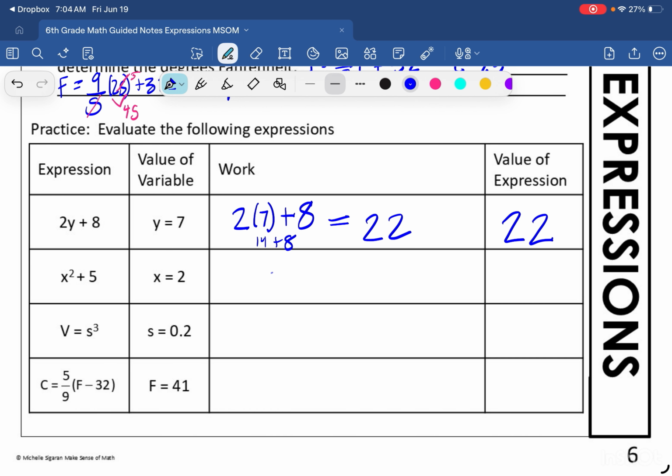x squared plus 5 and x equals 2. So x, which is 2, squared plus 5. That's 2 squared is 4 plus 5 equals 9.